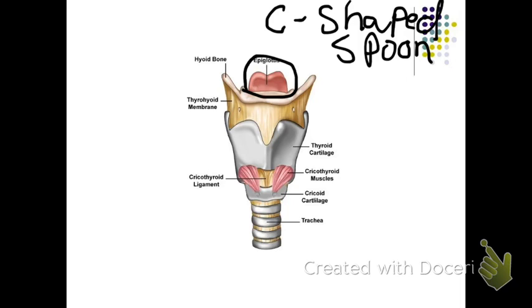Then we have our trachea, also known as the windpipe, down here. Just going to move that trachea down there, and all the different types of cartilage found in that area.